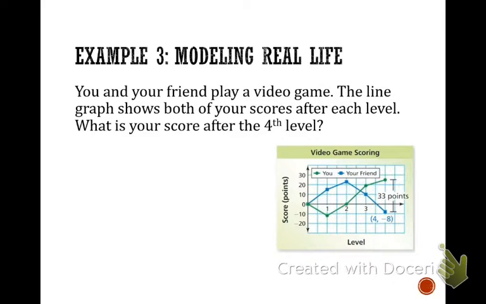After the 4th game, all right, so 4 is my x value. Negative 8 is the value for my friend, okay? That's the total or the final amount for my friend, okay? So negative 8, all right? Now, I don't know how many points I had, all right? So P for points. But I do know that I had 33 more points than my friend, okay?